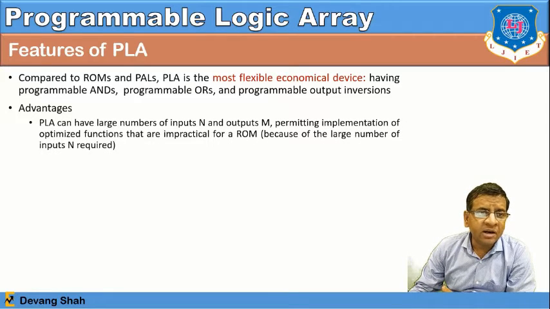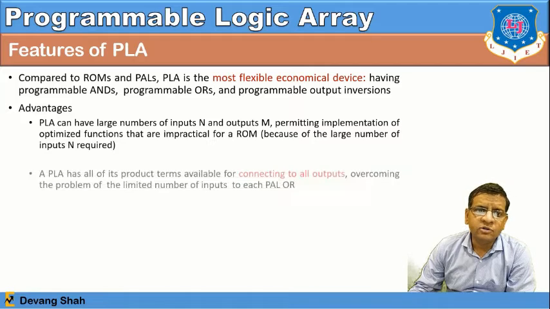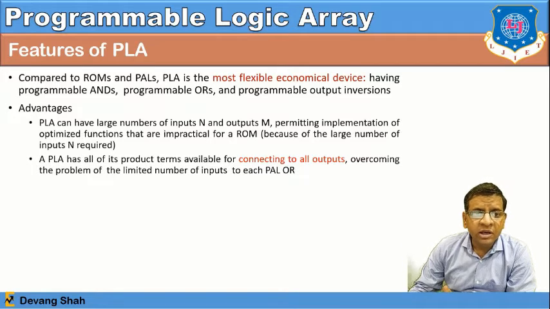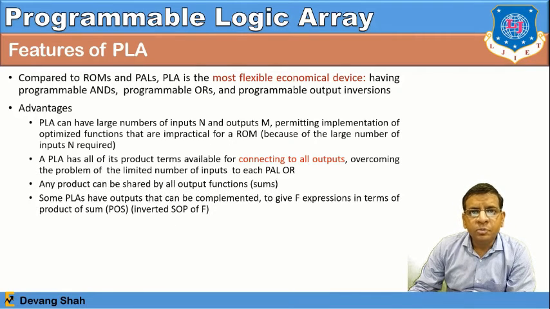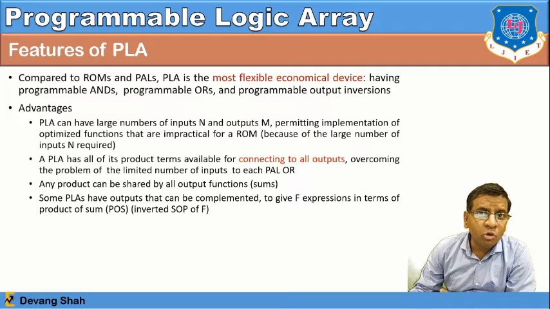And what are the different advantages? A PLA can have a large number of inputs n and outputs m, performing implementation of optimized functions that are impracticable for a ROM because of the large number of inputs required. So it is easily programmable because you can incorporate more inputs and outputs. A PLA has all its product terms available for connecting to all outputs, overcoming the problem of the limited number of inputs to each PAL, and any product can be shared by all output functions. So yes, it can incorporate sums, products, as well as inversion products.